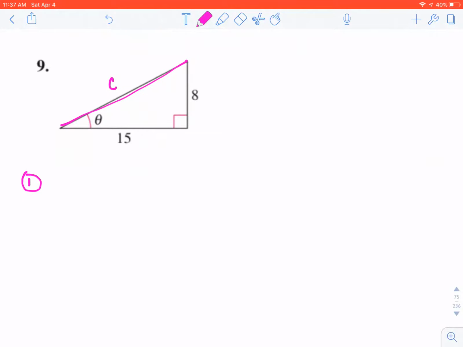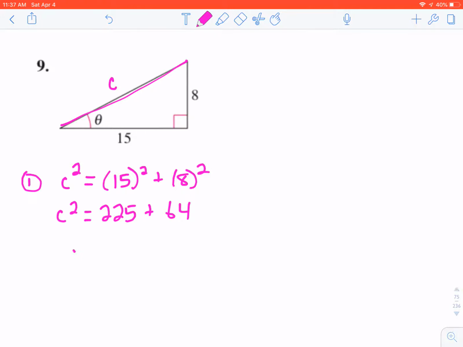All right, so step 1, we're taking c squared equals 15 squared plus 8 squared. Okay, 15 squared is 225. 8 squared is 64. So add those, you get 289. And then the square root of that is 17. So the hypotenuse is 17.